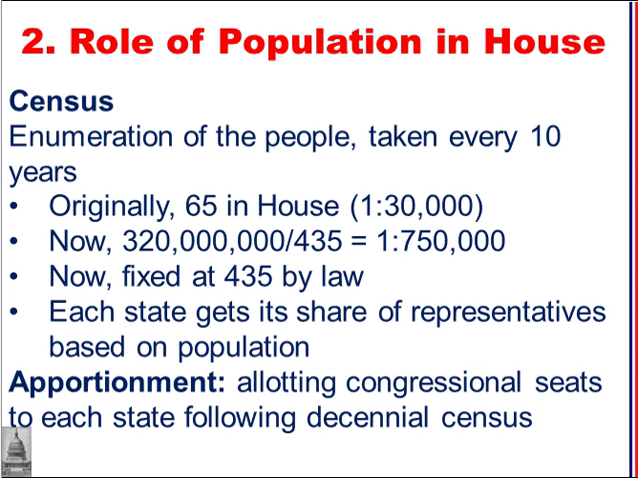The census plays a huge role in the makeup of the House. So the enumeration of the people, the counting of the people, happens every 10 years. That's specified in Section 2 of Article 1.